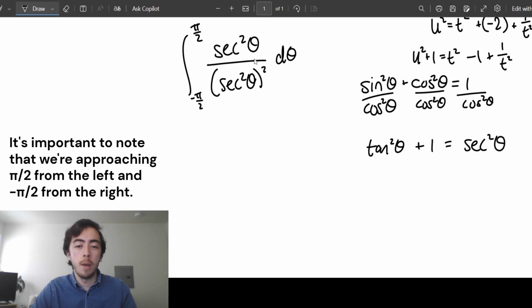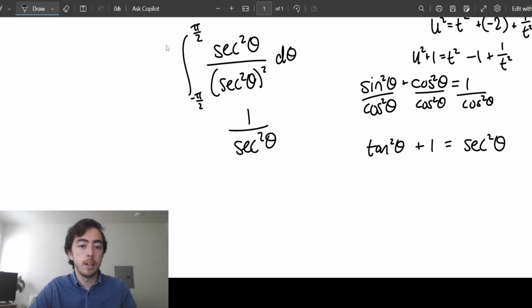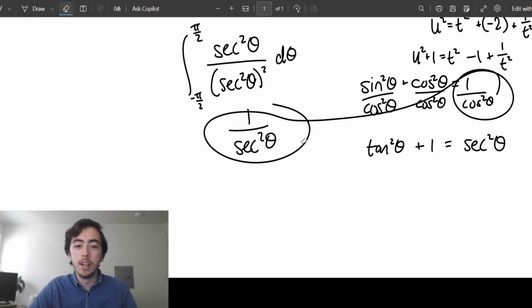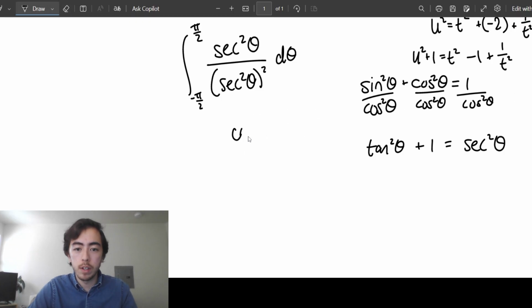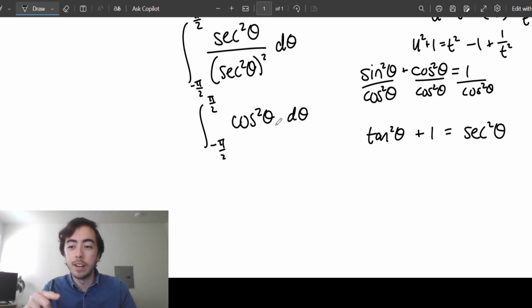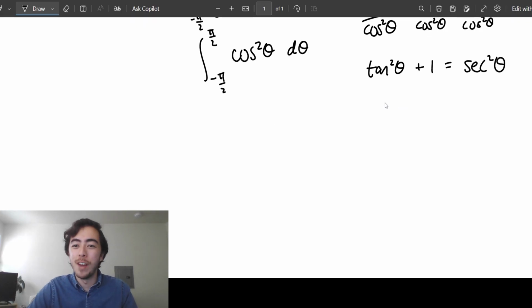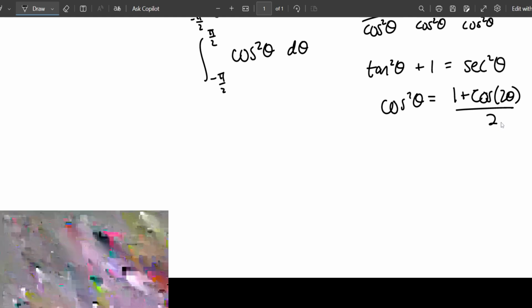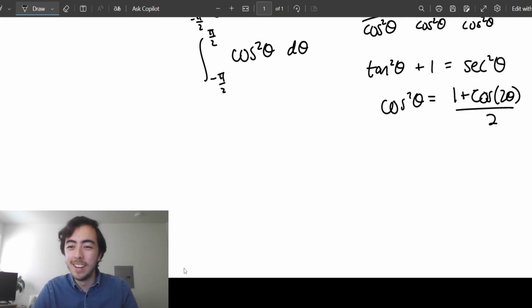We do have secant squared on top, and then secant to the fourth on bottom. So overall, that's 1 over secant squared theta, which is actually just the same thing as cosine. I'm essentially just re-flipping it around here. Using another reciprocal identity, I do have cosine squared theta, d theta, integral from negative pi over 2 to pi over 2. And this cosine squared has a power reducing identity. Cosine squared theta is equal to 1 plus cosine 2 theta all over 2, I think. Hopefully I'm right.